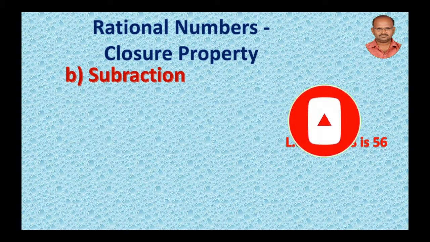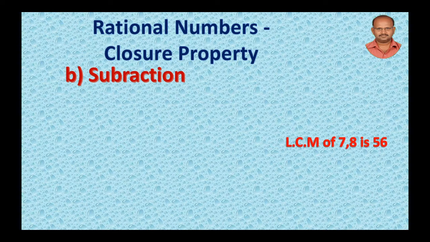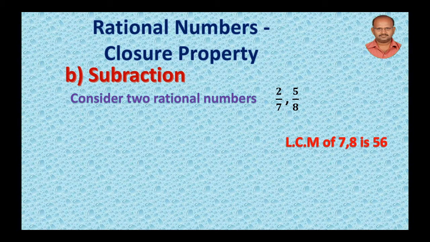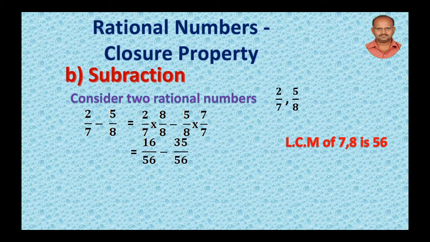Then next, go to subtraction. Consider two rational numbers 2/7 and 5/8. 2/7 minus 5/8. 2/7 into 8/8 minus 5/8 into 7/7. LCM of 7, 8 is 56. 2 8s are 16 by 56 minus 5 7s are 35 by 56.